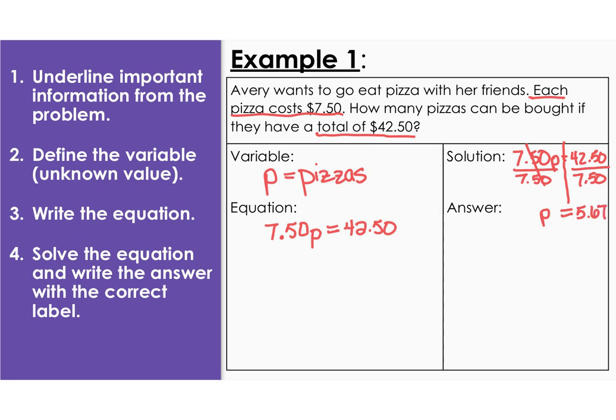5.67 pizzas. Well, can I have 5.67 pizzas? No. So how many pizzas can I actually buy for $42.50? I can buy 5 pizzas.